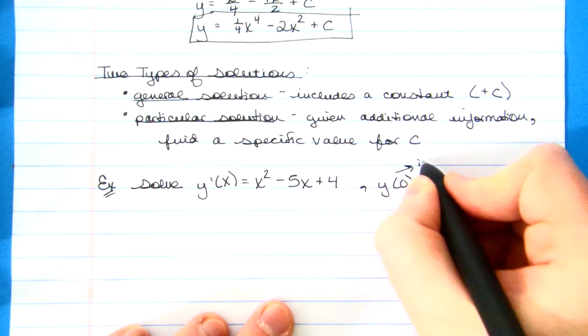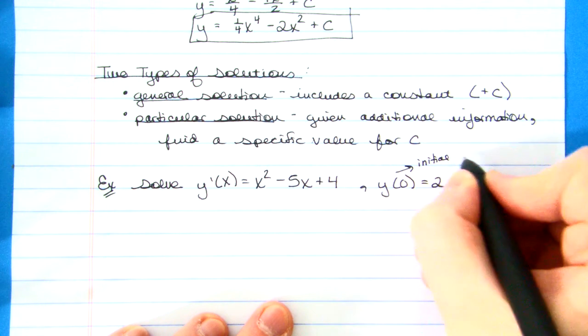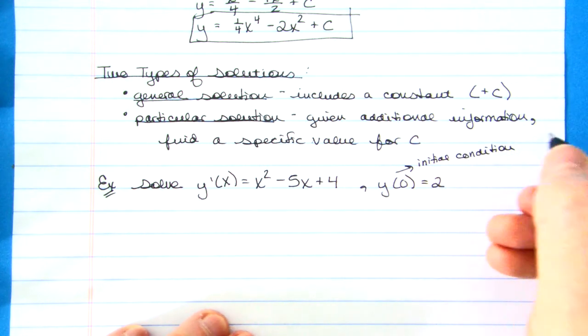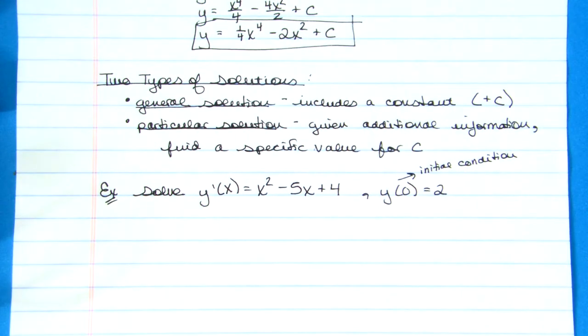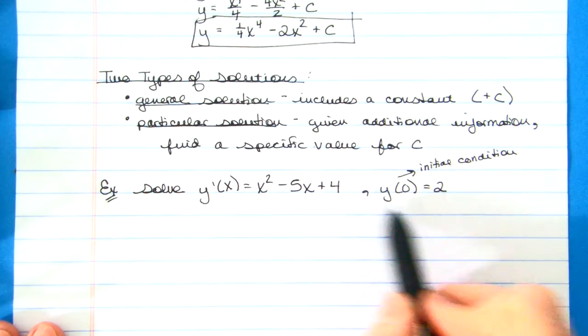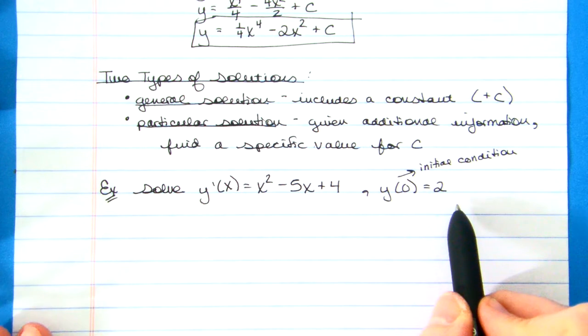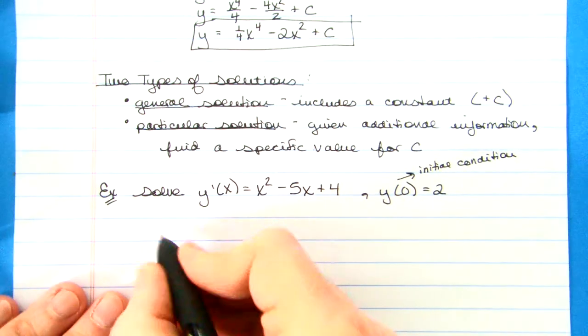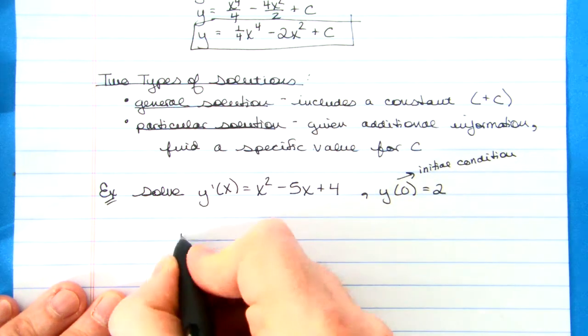But this piece of information is called our initial condition, which is also why these are sometimes called initial value problems. I'm telling you a little bit of additional information, some initial value. We'll use that to find our value of c. We're not going to worry about that for right now. I'm giving you the derivative, want you to find y of x.